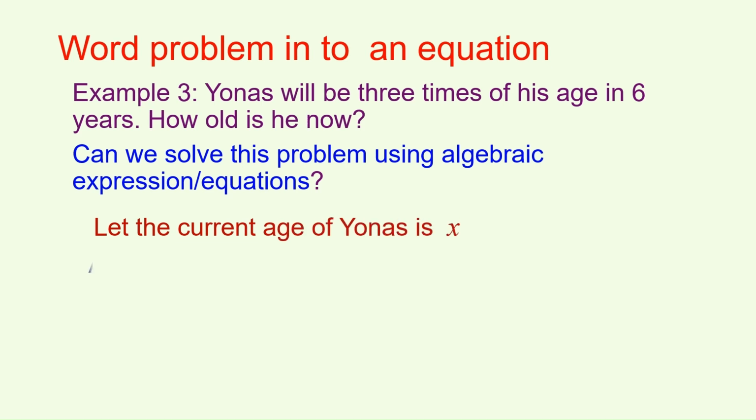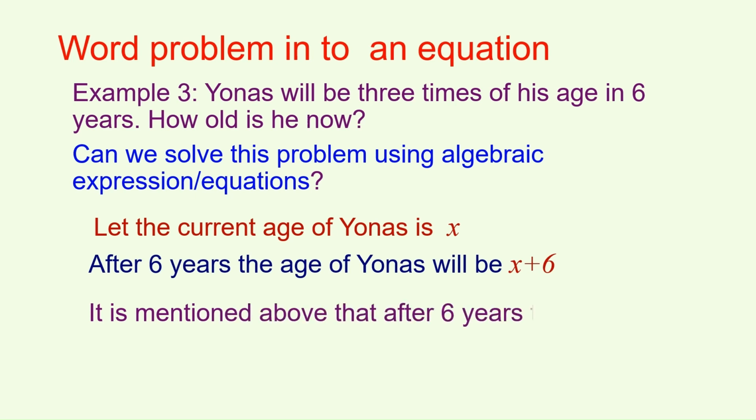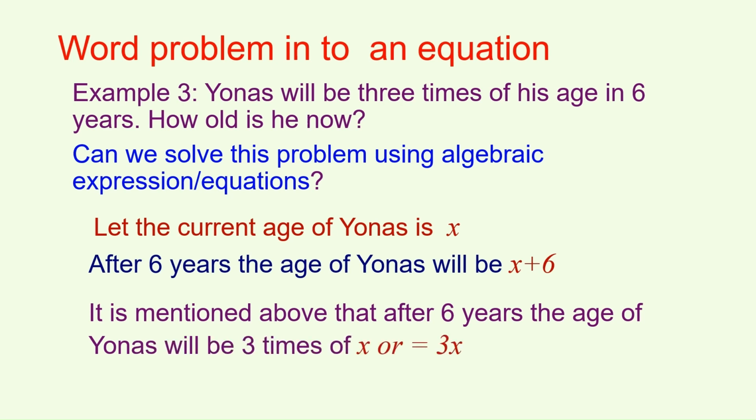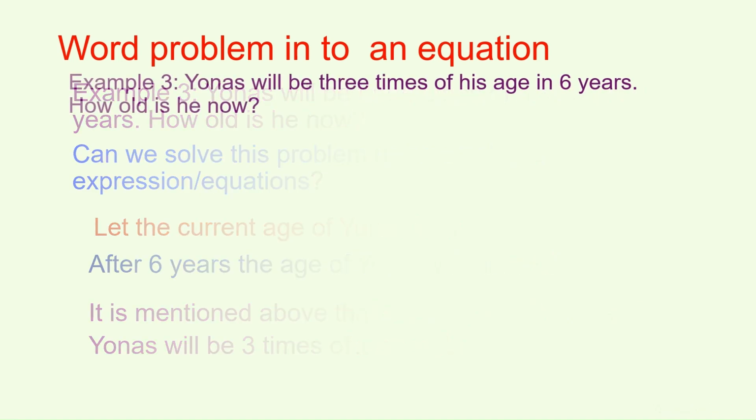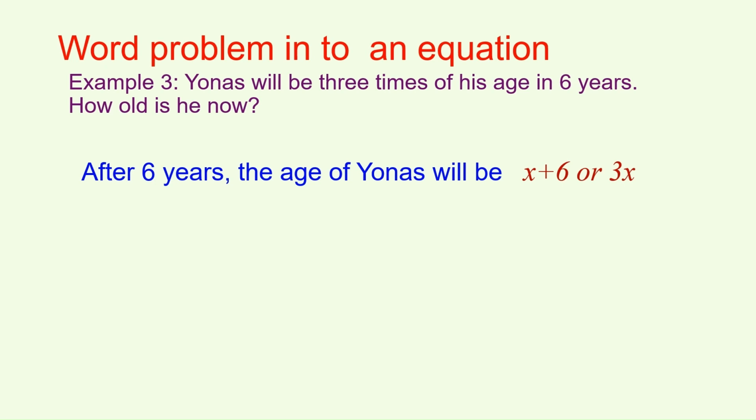Let the current age of Jonas be x. After 6 years, the age of Jonas will be x plus 6. As mentioned above, we form the equation: after 6 years, the age of Jonas equals 3 times x. After 6 years, the age of Jonas is x plus 6, which is the same as 3 times x.